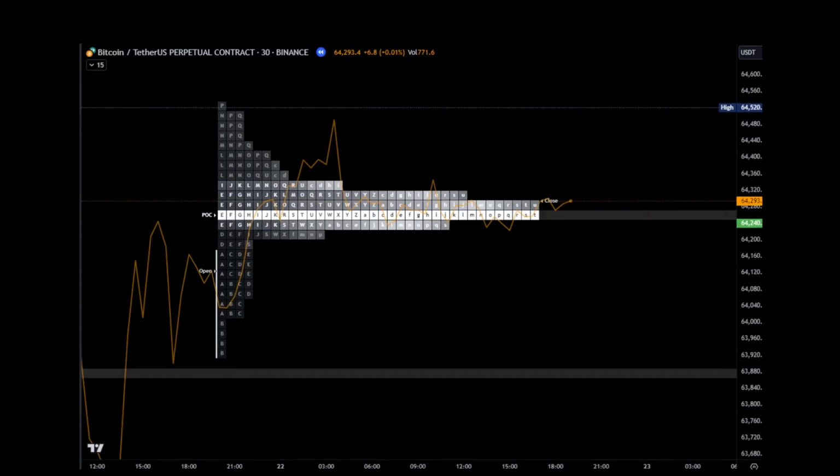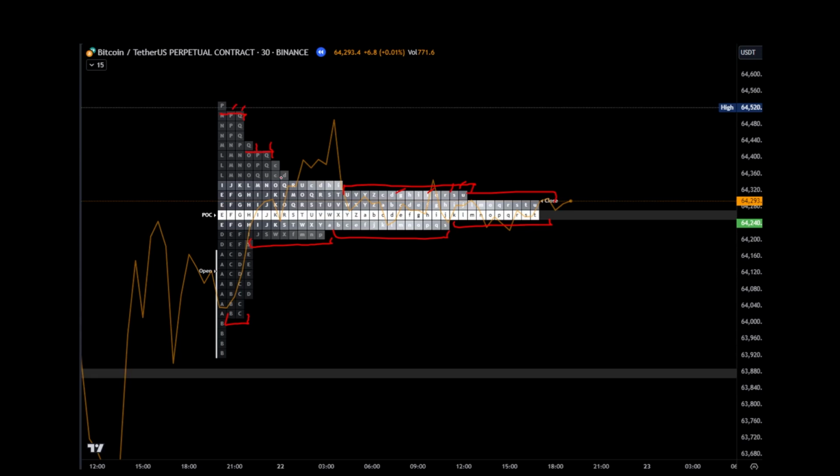When ledges form in TPO profiles, they can be interpreted as a visual representation of a level tested multiple times in a session. And this allows us to easily identify areas of support and resistance. A ledge is at least 2 TPOs greater than the rows above or below, often with a steep drop off above or below them. This way of looking at market structure can smooth out some of the noise from wicks and allow us to see the bigger picture.